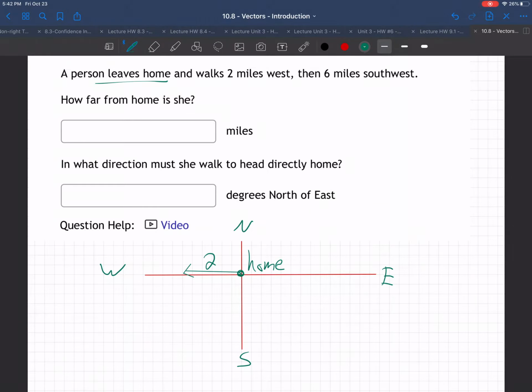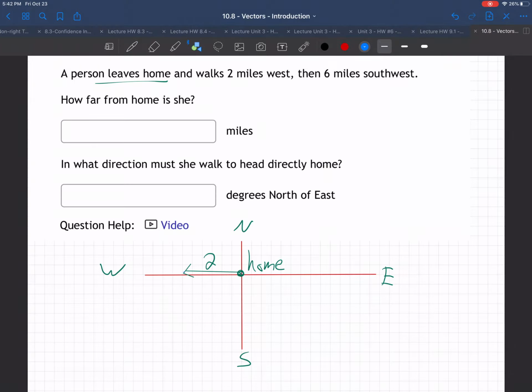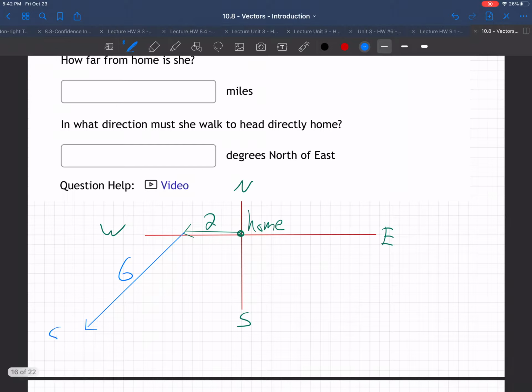She walks 2 miles west, and then 6 miles southwest. So that is 6 miles, and that is southwest. That diagonal down direction from right there, right? Diagonal down. This means this is 45 degrees. Southwest is 90 degrees would be straight down, so southwest is halfway there, 45 degrees from there. Okay. So she does those two motions.